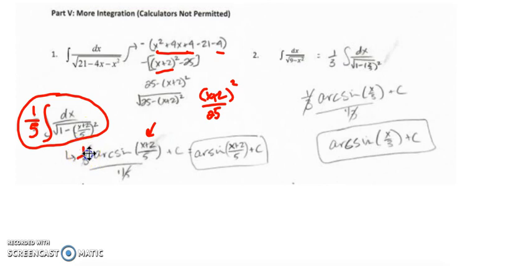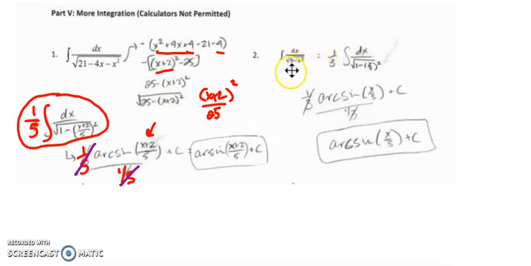Then I have this 1/5 out in front, but then I also have to undo the chain rule, and the derivative of (x plus 2) over 5 is 1/5. So when I undo the chain rule, I divide by the derivative of that inside function, and what happens, as you see, is that the 1/5s cancel out, and I'm left with just arcsine of (x plus 2) over 5, and don't forget your all-important plus c.